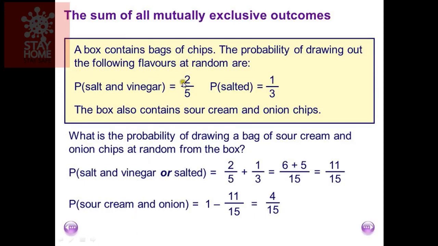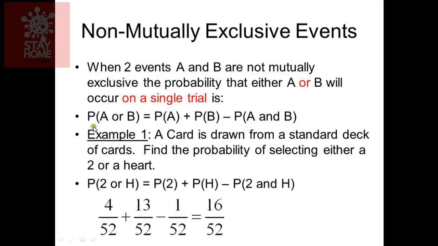This is for if you have two different probabilities and you can add them in this situation. Non-mutually exclusive: when two events A and B are non-mutually exclusive, the probability that either A or B will occur on a single trial, where A and B can be at the same time, is the probability of A plus the probability of B minus the probability of A and B. It means that we need to subtract the repeated situation.